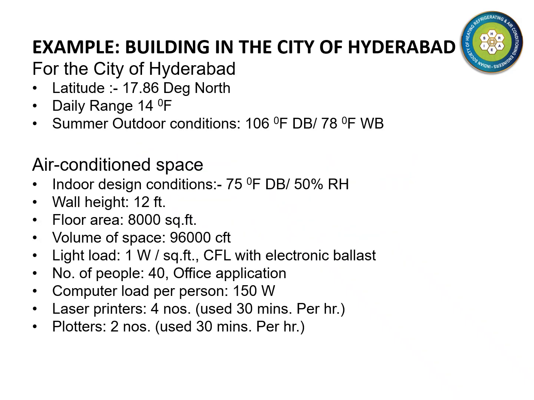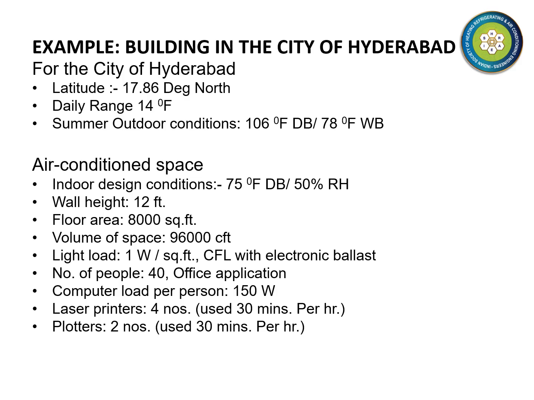In this lecture, we consider a space to be air conditioned located in the city of Hyderabad, which is at 17.86 degrees north latitude. The worst case summer outdoor conditions are 106 degrees Fahrenheit dry bulb and 78 degrees Fahrenheit wet bulb. The daily range is 14 degrees Fahrenheit.